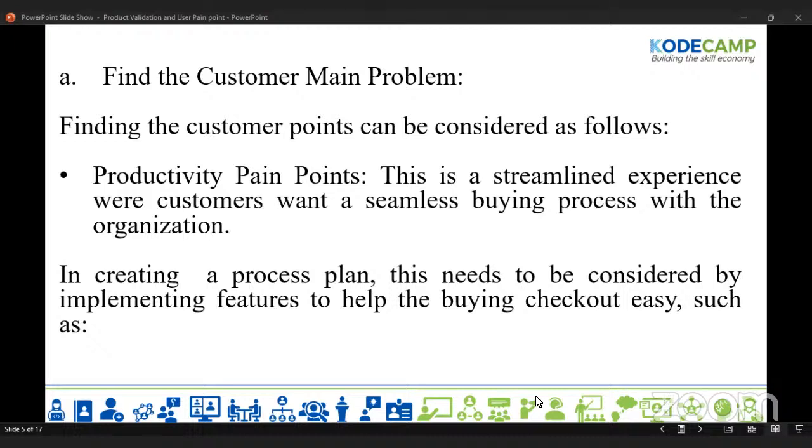Moving on, there are ways of finding the customer's main pain point, and there are quite a number. The first one is productivity. One reason why I will come to the website and not go to the store, like the reason why I will go on Jumia or Konga, is not because I can't go to a mall beside my house or down my street. It's just because I want to be productive.